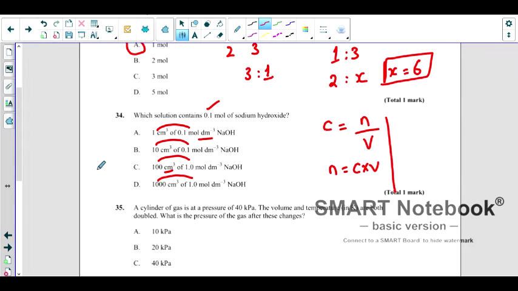The correct answer for this, 34, is C. So when you want to do it, it will be how much? 1, the concentration, into 100 divided by 1000. So the answer is what? 0.1 mole.